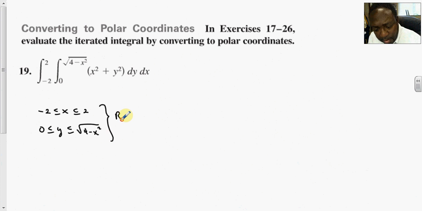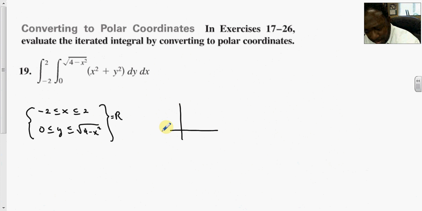So this is our region. We want to convert this region to the polar coordinates. And so if you look at this graphically, x goes from -2 to 2, and y goes from 0 to, this is the top part of the circle with radius 2. So if that be the case, then if you convert to polar coordinates, the radius is 2.